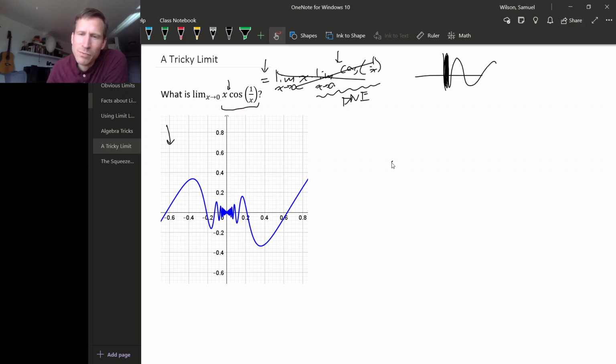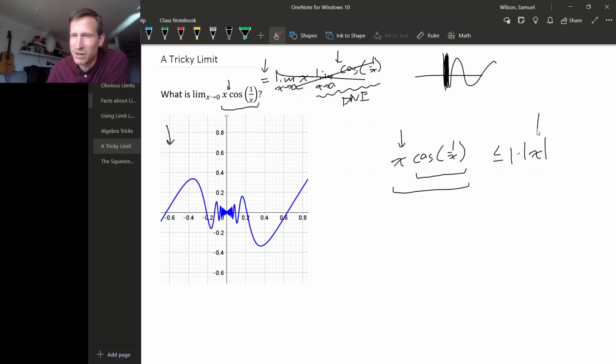Well, there's one interesting thing about this function, x cosine 1 over x. We can tell in general how big it is, right? This cosine part never gets bigger than 1 and never gets smaller than minus 1. So that means that this function is always less than or equal to absolute value of x times 1, right? Because this part, x, is never bigger than its own absolute value, and this cosine part is never bigger than 1. And so the product of them is never bigger than the product of their individual bounds.